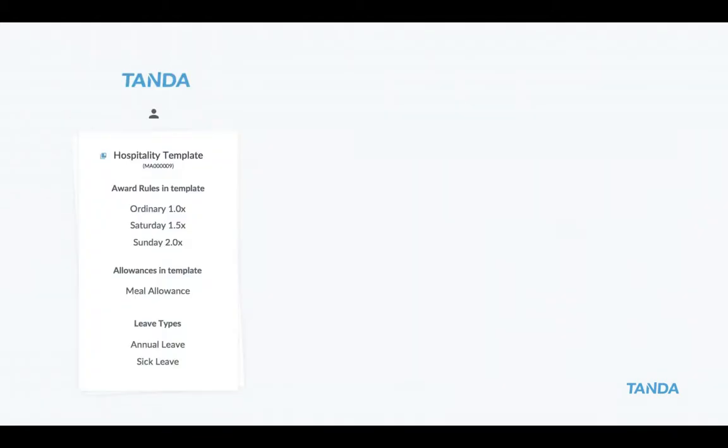Now in Tanda, in really simple terms, once you've applied an award template in your account, so let's just say the hospitality award, the retail award, something like that, which comes with all of the pay rules or award rules already built in and gets updated automatically by Tanda each year, it'll look something like this. So here in this example, I'm on the hospitality award. I've got a set of award rules in the template, allowances, and I've also got leave types.